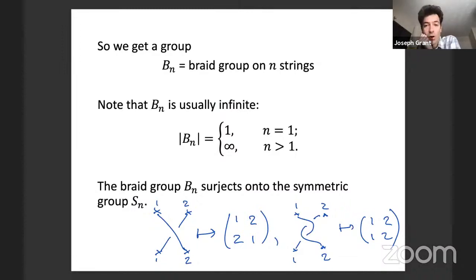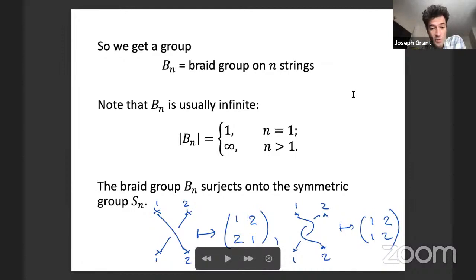This is the braid group on n strings. So I fix my number of strings, and then I compose. I have my inverses and so on. The first thing I want to point out about this group is that it's usually infinite. Some people are more used to finite groups, but these are infinite groups as long as we have more than one string. And the other thing worth pointing out is that this braid group surjects onto the symmetric group.